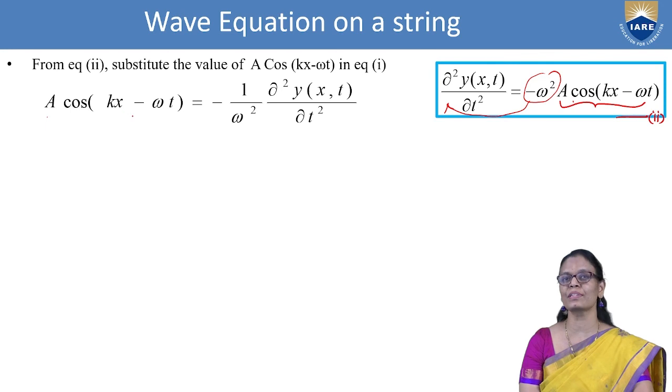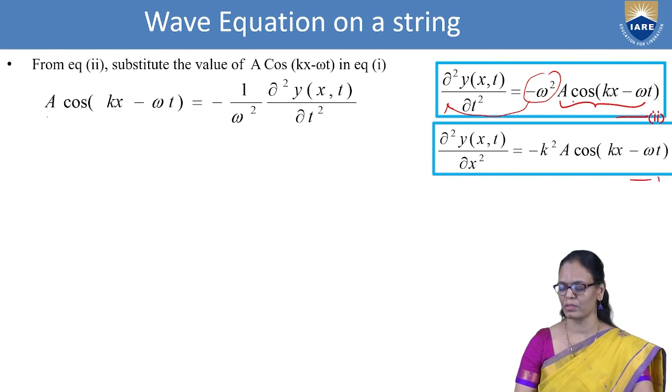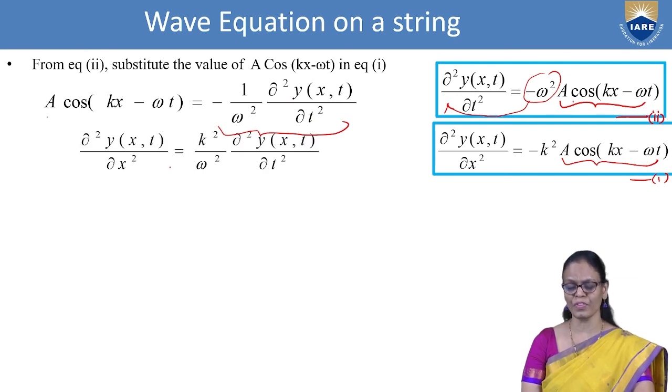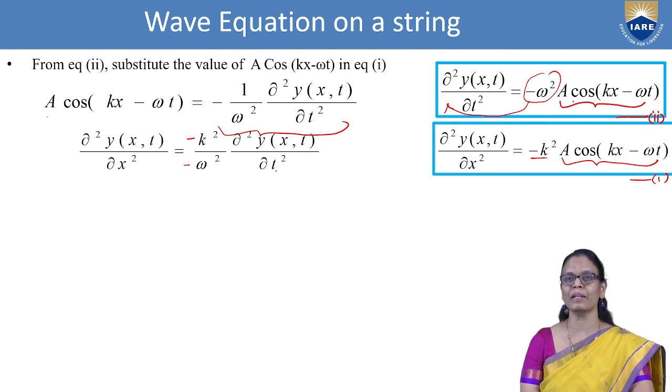Now we have to substitute this in equation 1. So what is our equation 1? ∂²y/∂x² is our equation 1. So in this, for a cos(kx − ωt), we are going to substitute −1/ω² ∂²y/∂t². So what will be the expression? If you substitute, you already have −k² here in the numerator, and here we are getting −ω² ∂²y/∂t². So minus minus will get cancelled. So we are left with k²/ω² ∂²y/∂t².